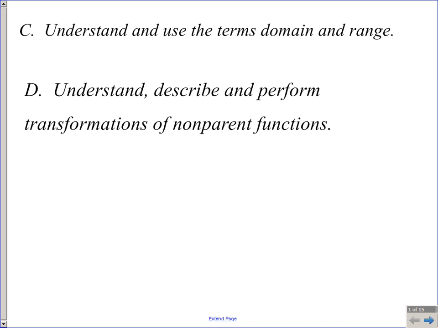We're going to work on the lecture with notes titled Transformations, Domain and Range Video Notes. We're going to continue to understand and apply the terms domain and range, but we're going to apply them to some non-parent functions. There's going to be some graphs that we see that don't have equations that go with them, but domain and range are affected by transformations of those.